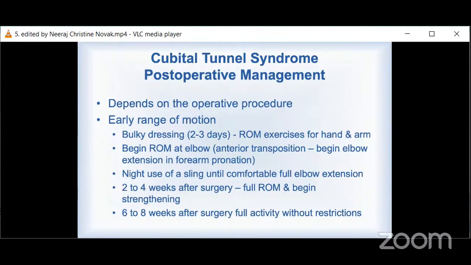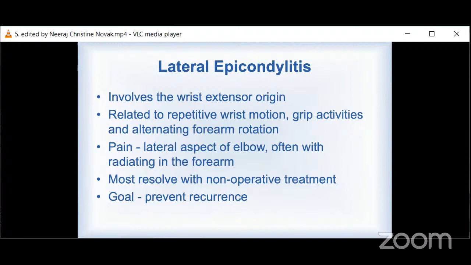Lateral epicondylitis involves the wrist extensor origin and is typically related to repetitive wrist motion and grip activities with alternating forearm rotation. Patients complain of pain at the lateral aspect of the elbow that often radiates into the forearm. I would say that most patients resolve with non-operative treatment. But I think the goal in the non-operative treatment is really preventing recurrence.